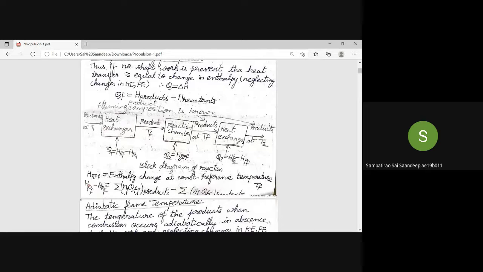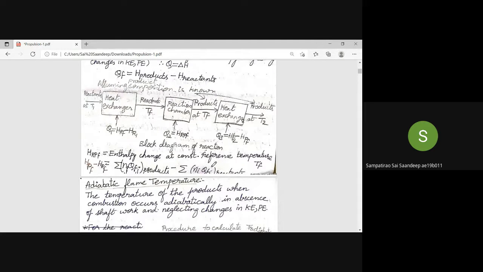I define some quantities called HRPF, which is the enthalpy change at constant reference temperature TF. And this reference temperature is usually room temperature, which is 25 degrees Celsius. Again, it varies. Some people have a different sign convention, a different temperature convention. Standard convention is 298 Kelvin.